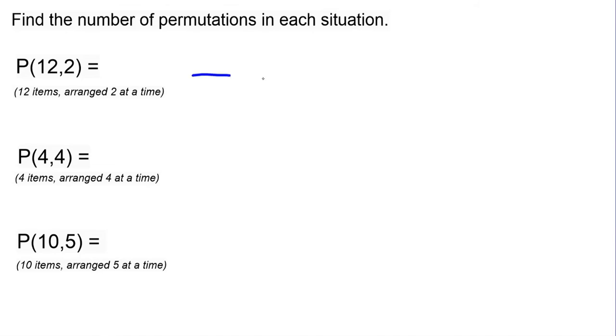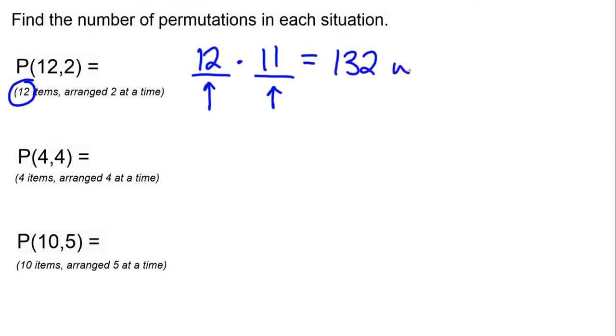So I have 2 things that I'm arranging. So I'm going to put 2 blanks there. And how many choices do I have for the first blank? I have 12 items for the first, and that leaves 11 for the second. So then 12 times 11 is 132 ways. There are 132 ways to arrange 12 things 2 at a time. Okay, that's what that means.